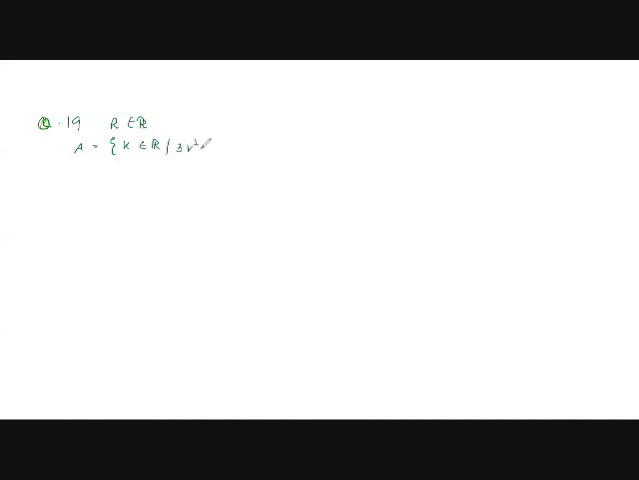3x squared plus x minus 2 greater than 0. And set B, belonging to the real numbers, is what? Absolute value of 3 minus 2x less than or equal to 4. Then they want us to find B minus A, and A union B complement. Okay.